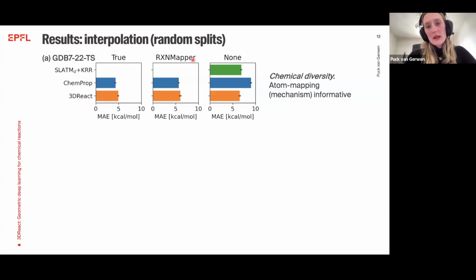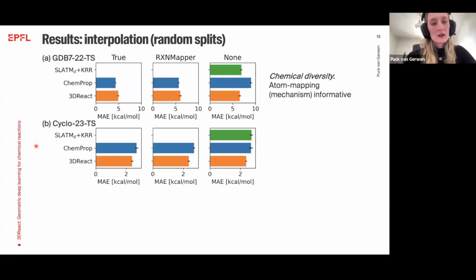But when you move away from this kind of high quality atom mapping, you can see that 3D React becomes much more competitive. And in this regime where you have no atom maps, we're clearly the best model. And then this other model was this fingerprints also based on 3D geometries of features, but you can see that 3D React is a better model.